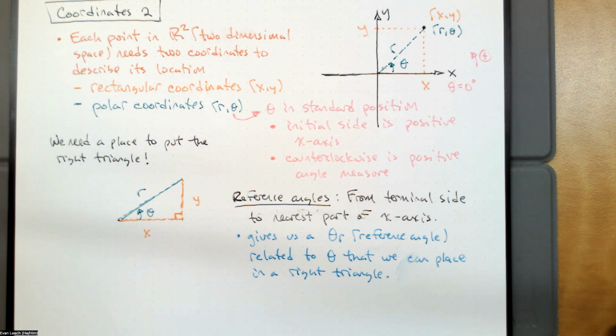The reference angle will go from the terminal side to the nearest part of the x-axis. The x-axis only has two parts, the positive x-axis and the negative x-axis. Remember what we're trying to do? We're trying to take some theta in standard position and make reference to some other acute angle that we could put into a right triangle.